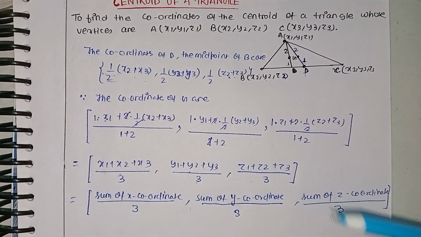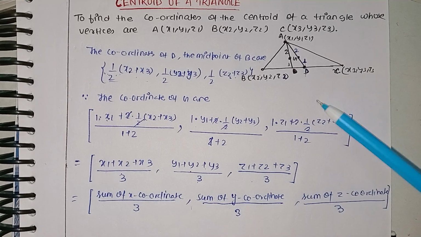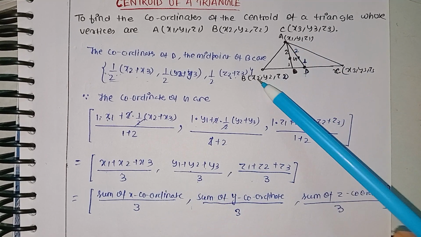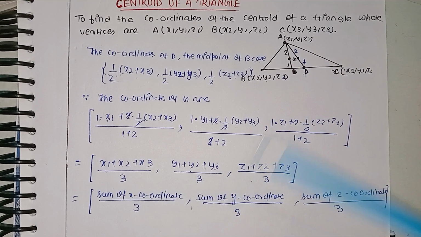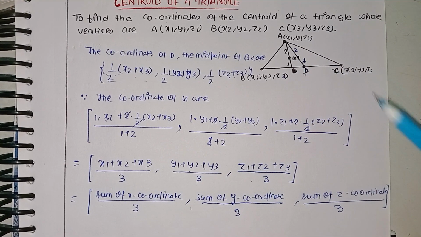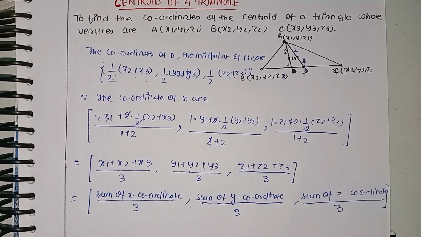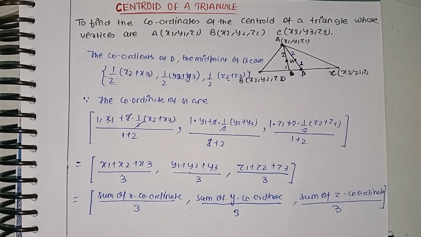If we have to find the centroid of a triangle, we can add x1 plus x2 plus x3 upon 3, y1 plus y2 plus y3 upon 3, and z1 plus z2 plus z3 upon 3. This is the required formula of the centroid of a triangle.